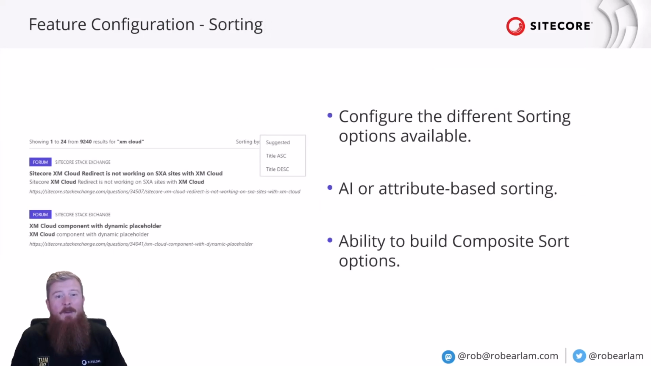In much a similar way, we have sorting enabled on the Developer Portal. Again, this is controlled by feature configuration in the search backend, and you have a few different options which we'll look at shortly. For example, you can have sorting powered by AI, or you can configure sorting based on attribute values. You can also combine these different approaches together to create composite sorting options.